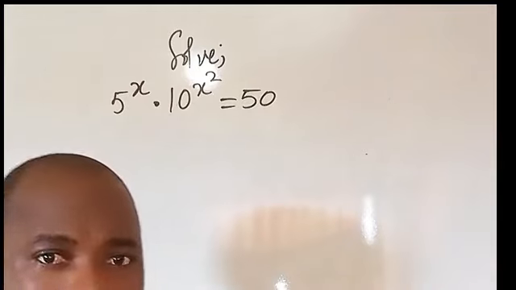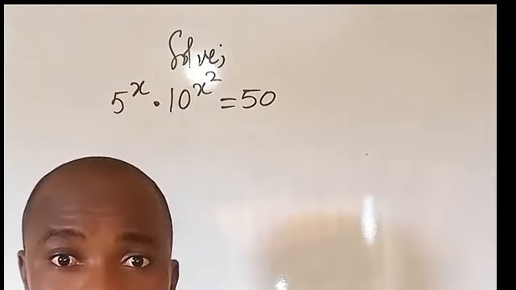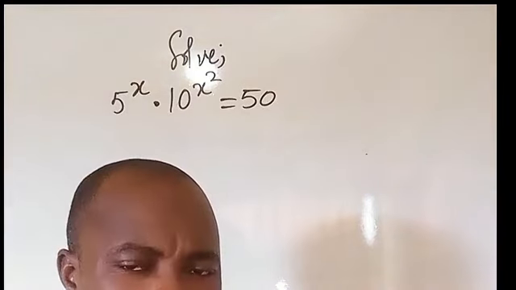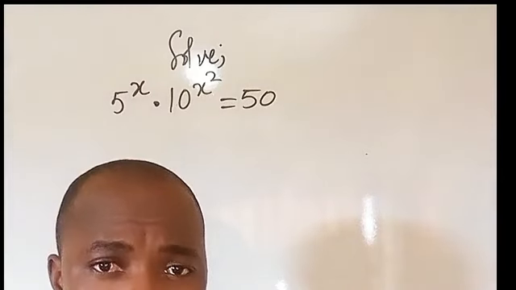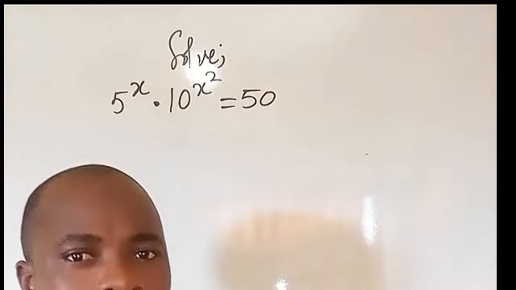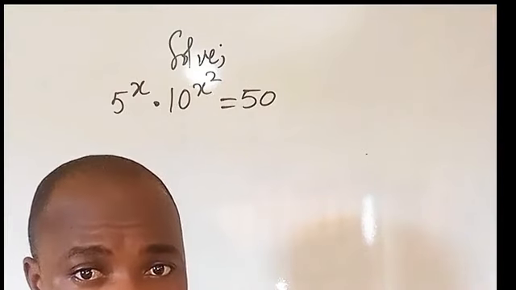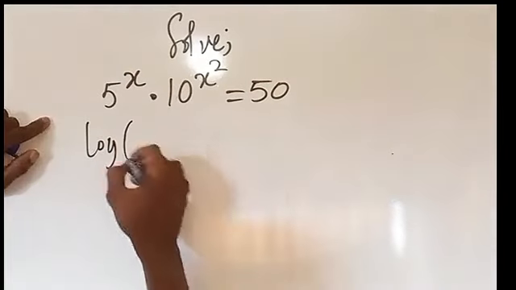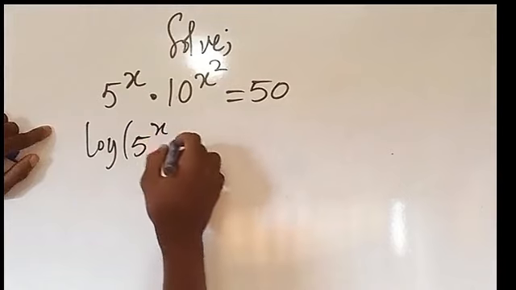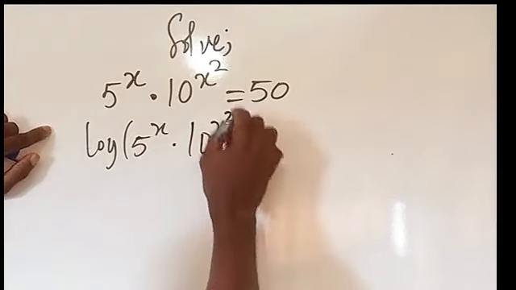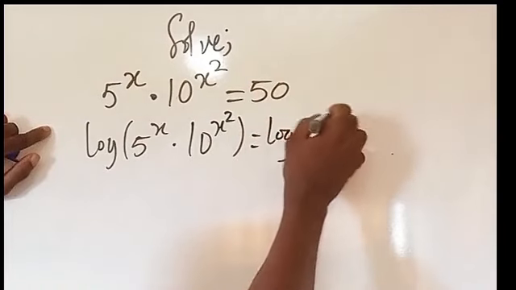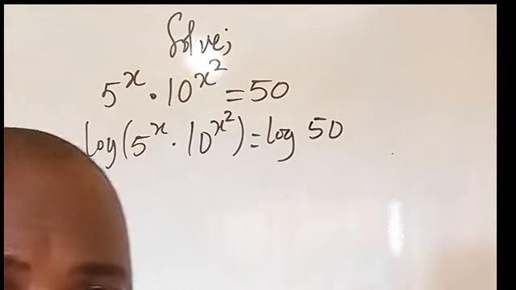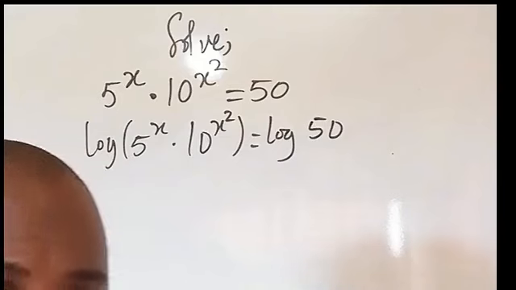So now what we're going to do is introduce logarithm, because I'm having the x at the position of power, so I want to bring them down. The only thing I can do is to introduce logarithm, with respect to base 10. So it's the same thing as having 5^x times 10^(x²) equals log 50. If the base is not indicated, it shows that it is base 10. So take note of that.